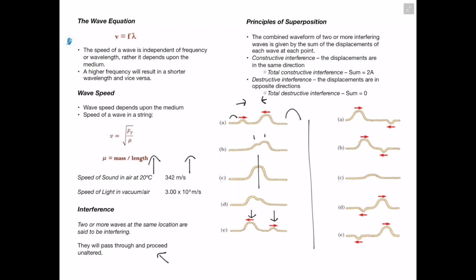So everything to the right of this line is going to be an example of destructive interference, which is when our displacements are in opposite directions. So here we have sort of this larger wave on the positive side of the rope, and then a smaller wave on the negative side of the rope.